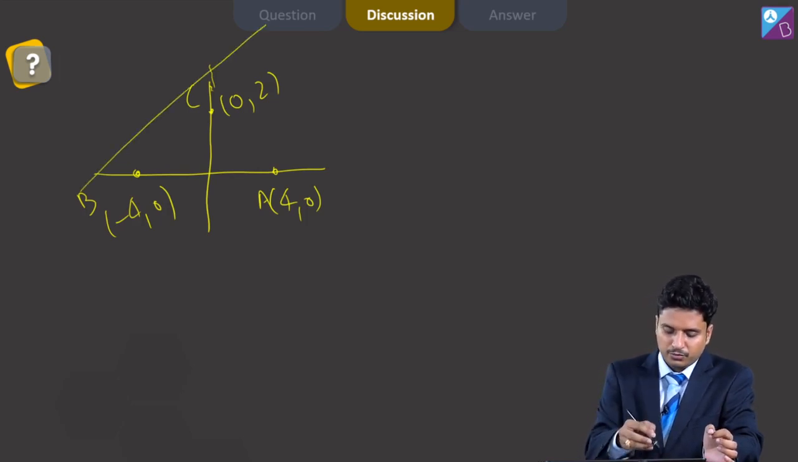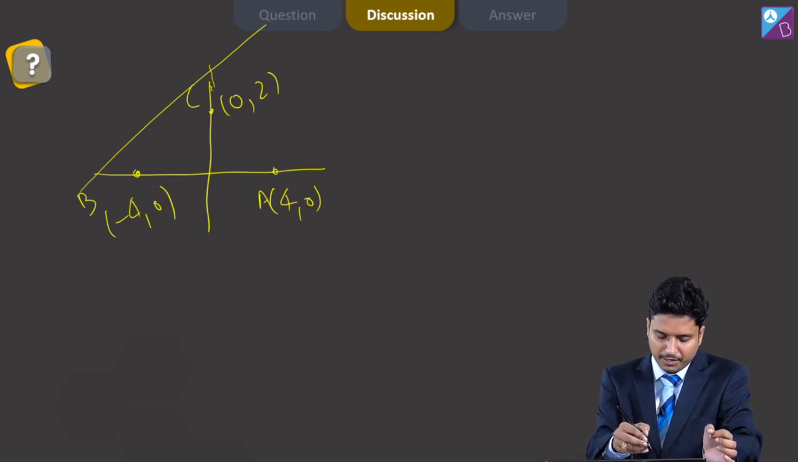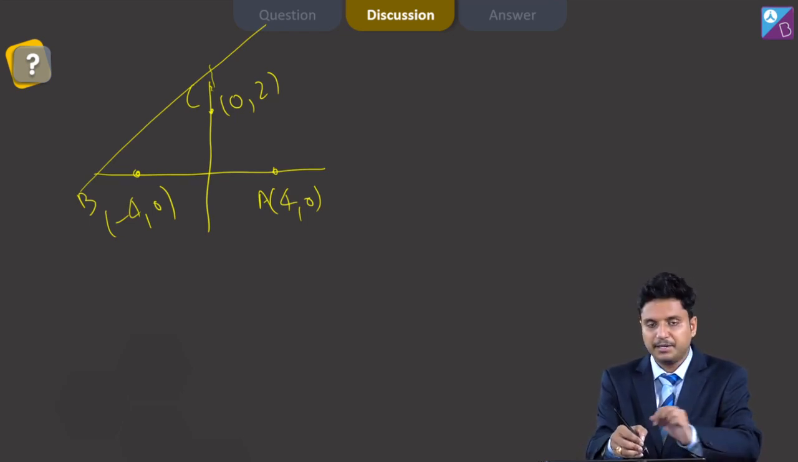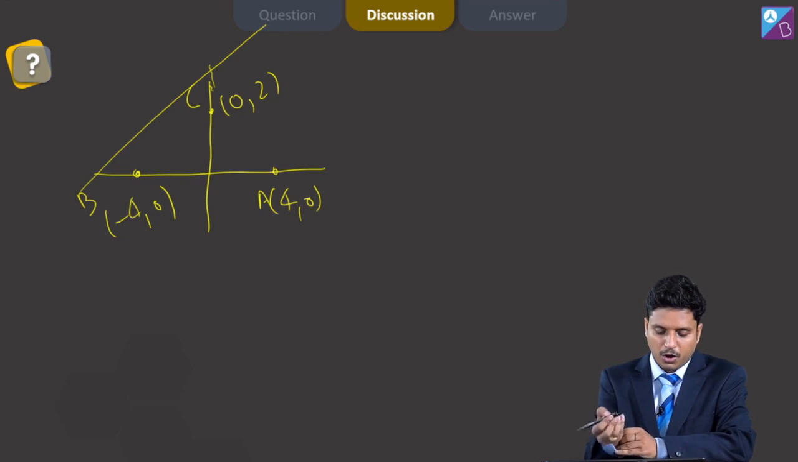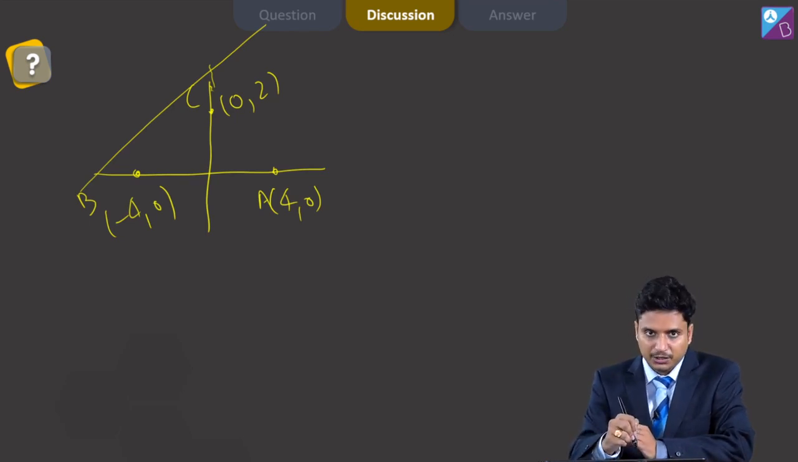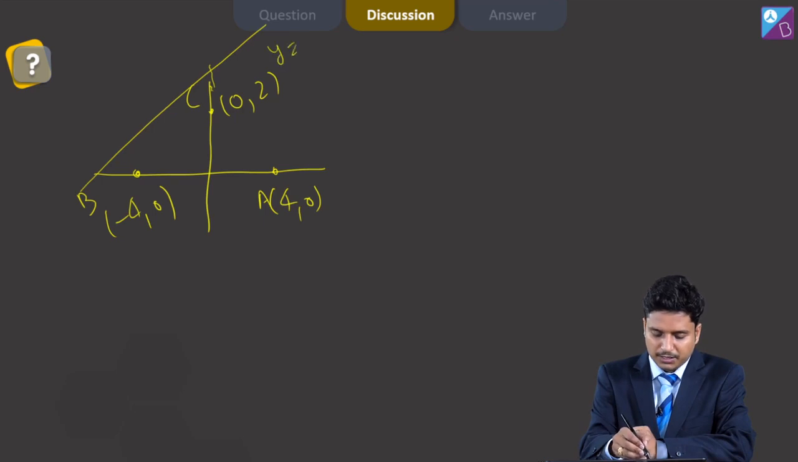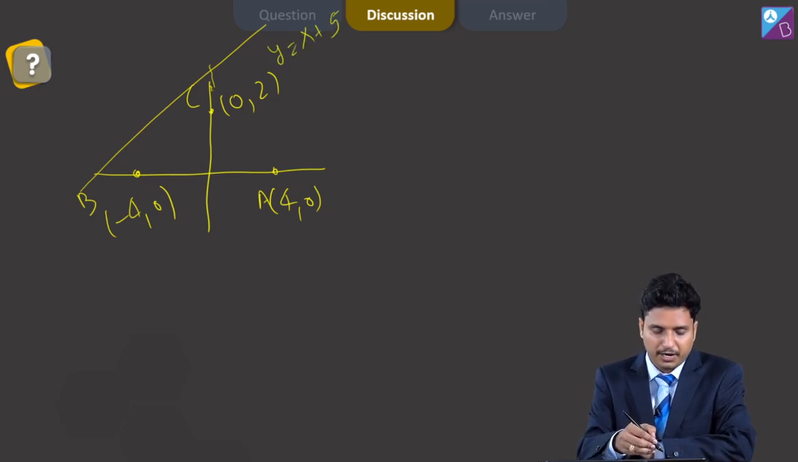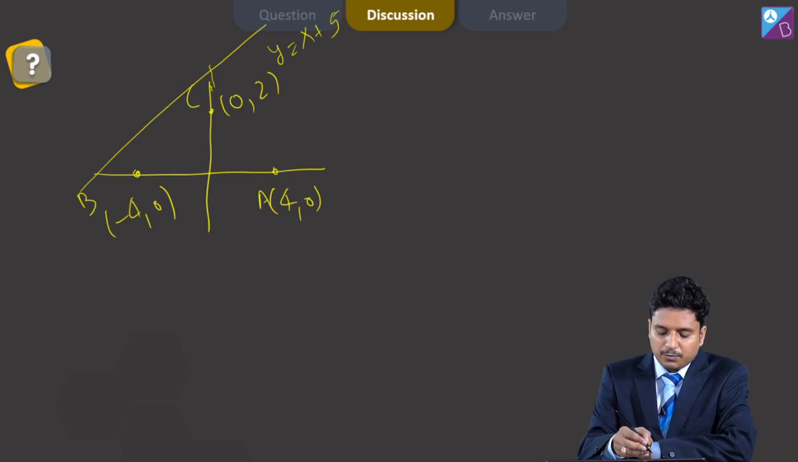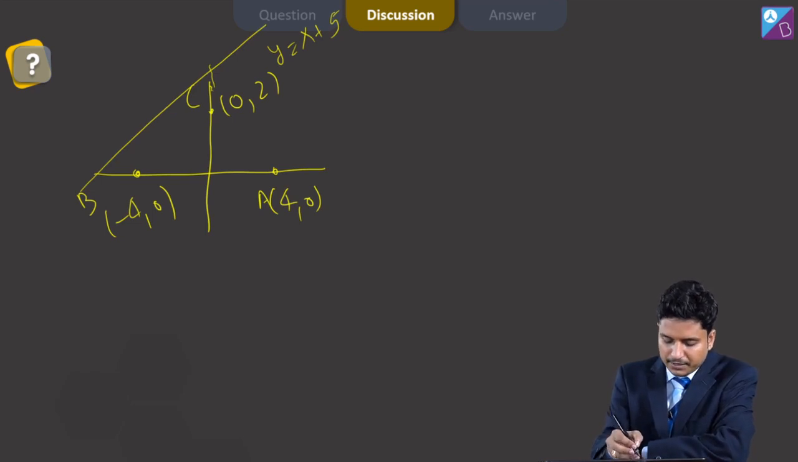and now you have to actually minimize this PA plus PB distance. So what you have to do, all these points A and B are lying on the same side. That is why again in y equal to x plus 5 you have to find out the image of any one of these points, minus 4 comma 0 or 4 comma 0, whatever you are comfortable with. So suppose we are trying to find out the mirror image of 4 comma 0 in y is equal to x plus 5. What will be the situation?